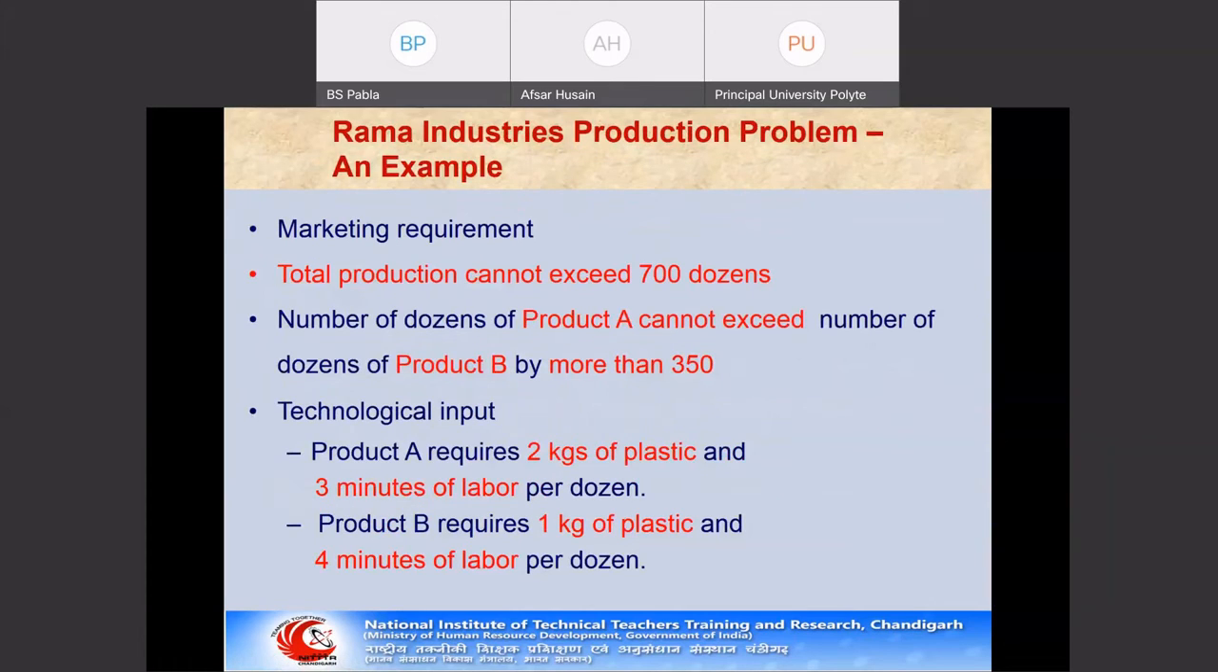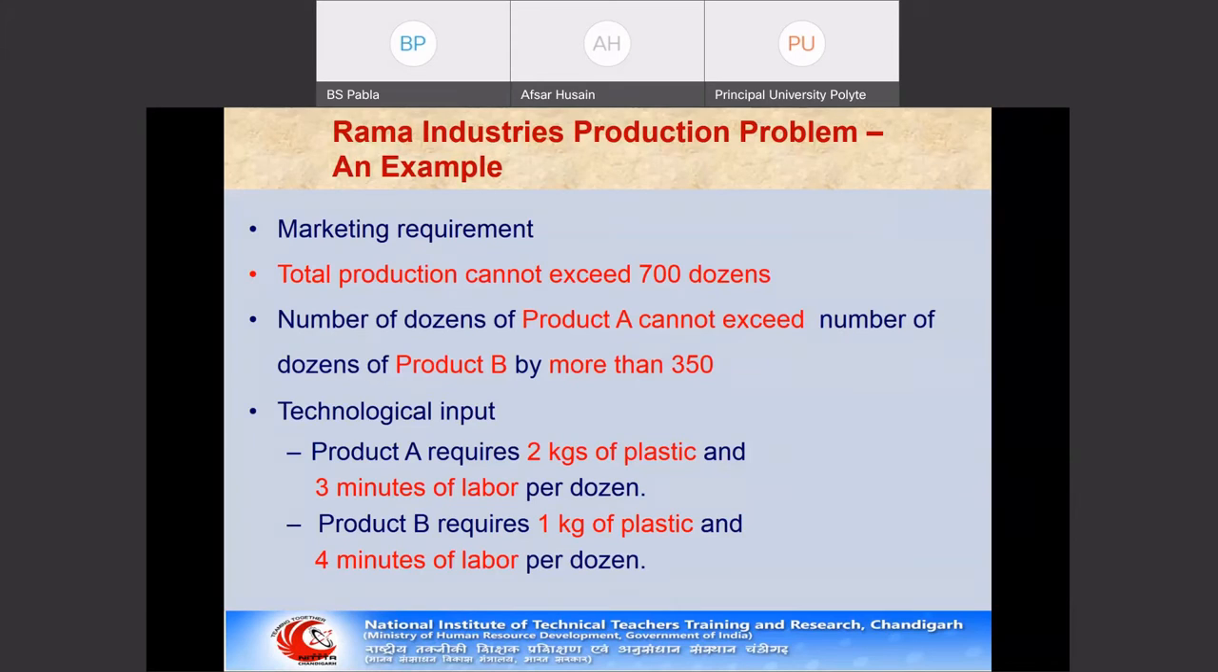Now let's see a small problem. This is a linear programming problem. One of the industries has a total production that should not exceed 700,000. It is producing two items, product A and product B, in dozens. Because there is no demand for more than 700,000, why should we produce more? So there is a limit on the total production. That means if you are producing X of component A and Y of component B, then X plus Y should be equal to or less than 700.